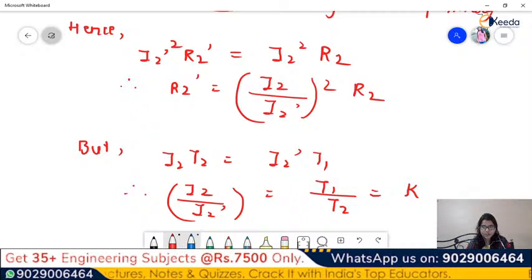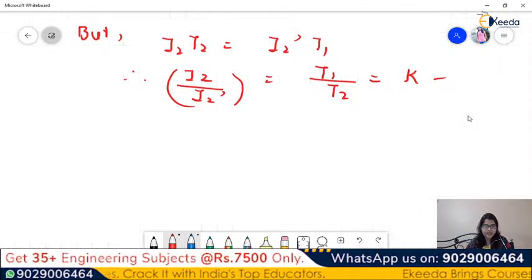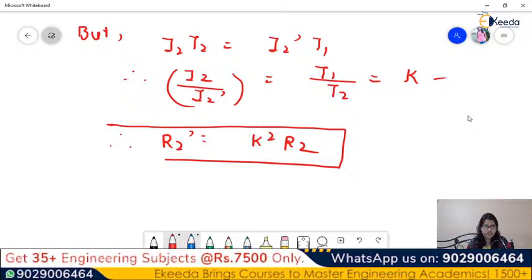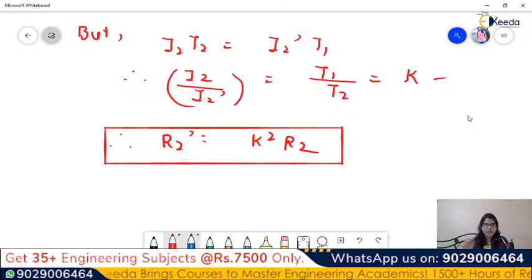So if I substitute this value of K in this equation of R2 dash, what will I get? Therefore, R2 dash is equal to K square into R2. So in this way, we have transferred the secondary resistance to the primary side. So let it be equation number 1.